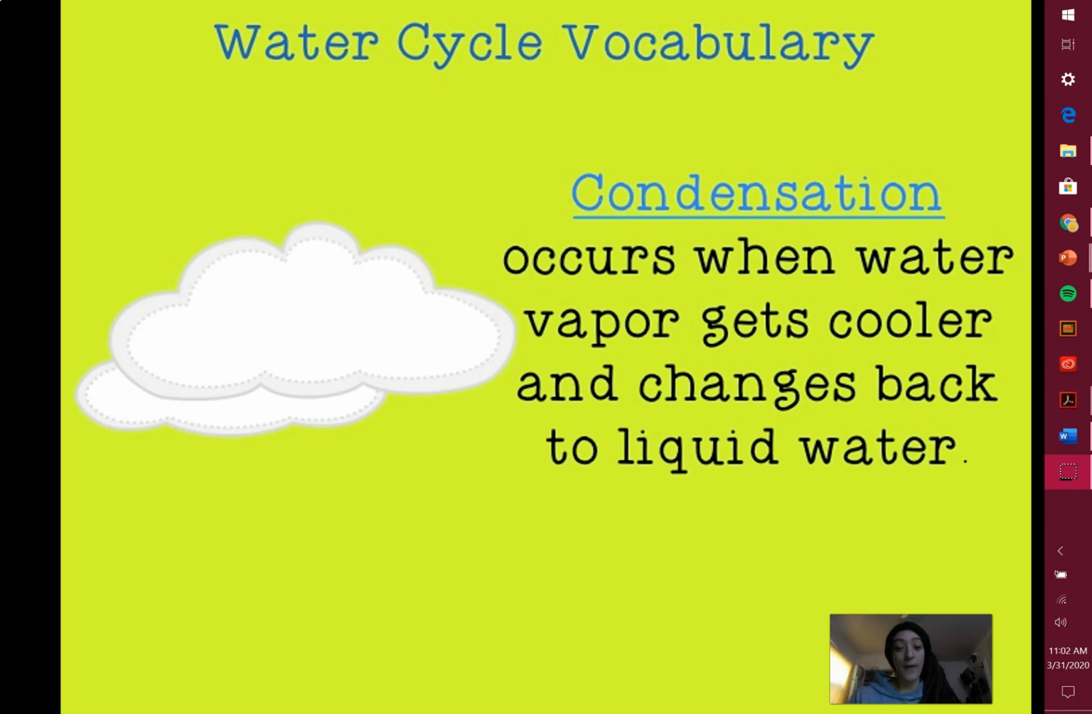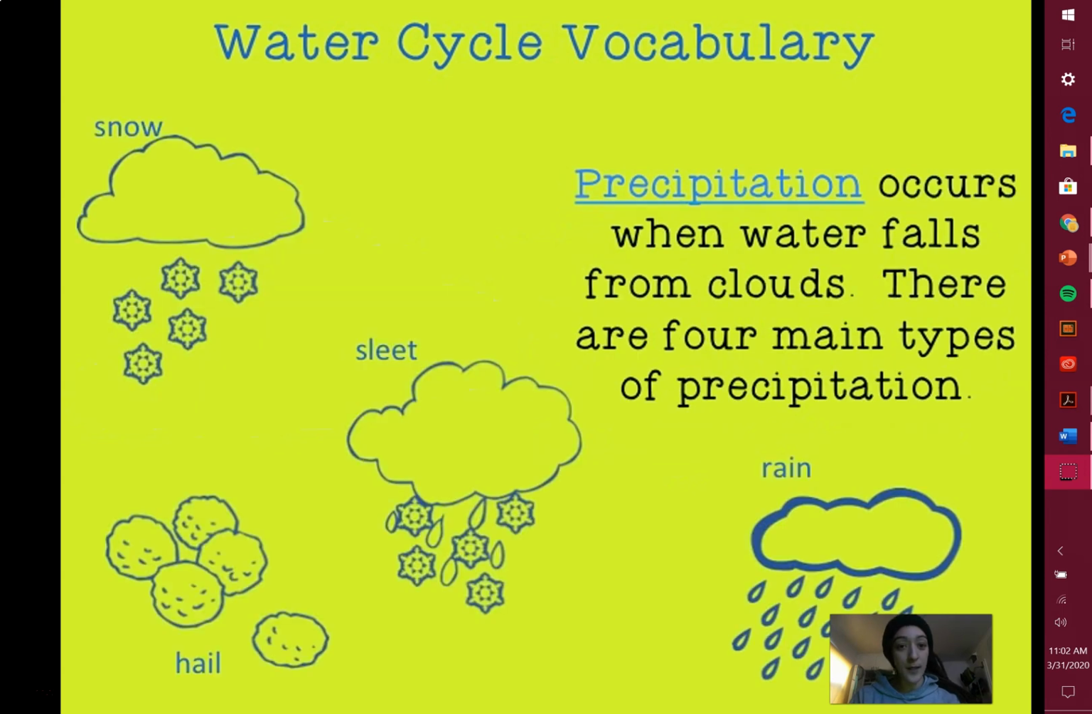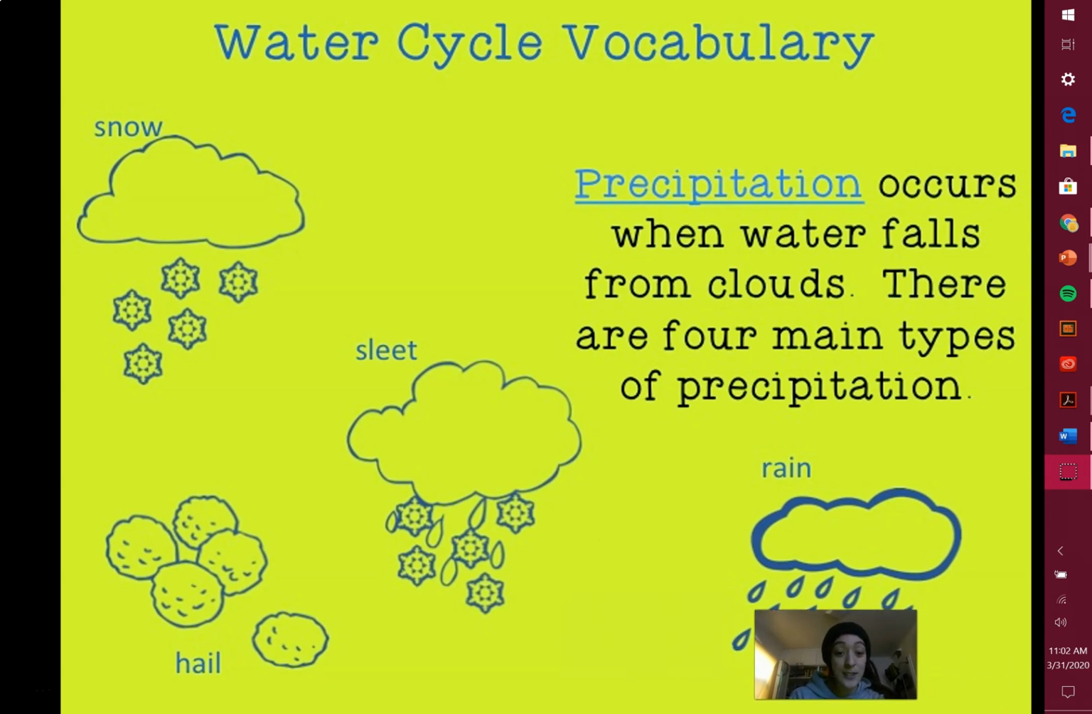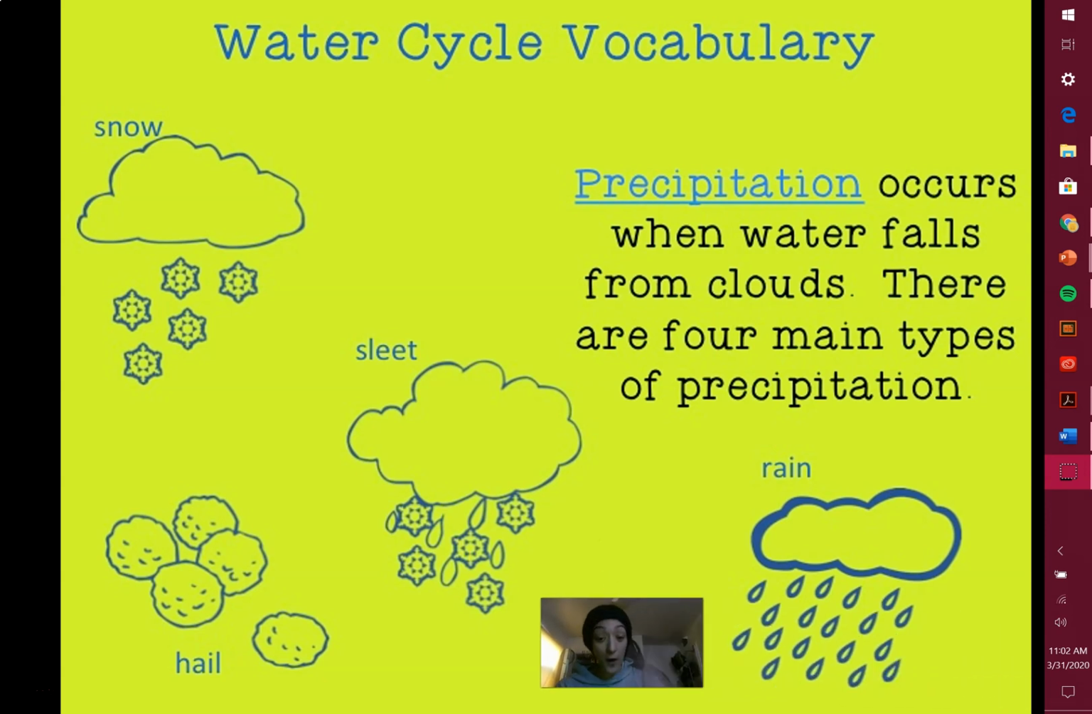Okay? All right, awesome. So you should have written down for question number 4, water vapor during condensation, water vapor turns back to liquid, changes back into liquid. Awesome. Okay, so then the next stage, after that water vapor turns back into liquid, is it's going to get heavy enough to fall from the sky, right? It's going to come back down. So you guys already know that that is called precipitation.